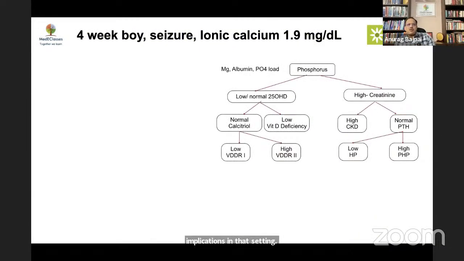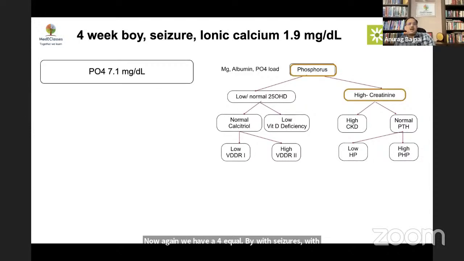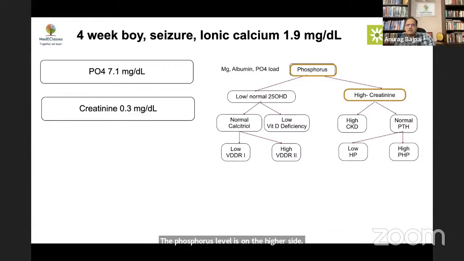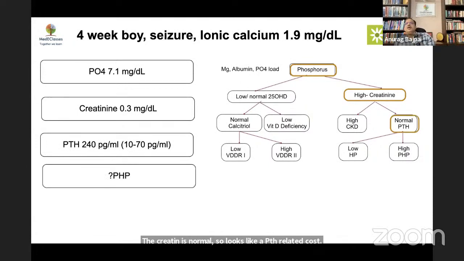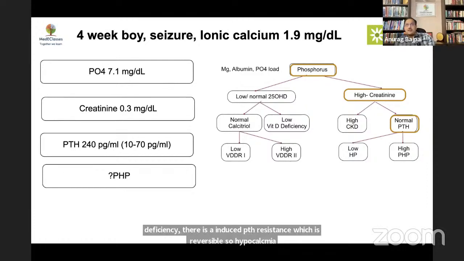Now, again, we have a 4-week-old boy with seizures with severe hypocalcemia. The phosphorus level is on the higher side. The creatinine is normal. So it looks like a PTH related cause. PTH is high. So now, are we dealing with pseudohypoparathyroidism in this case? Now, as Weber has already said, this is not the right age for pseudohypoparathyroidism to emerge. And we need to remember that in cases of chronic vitamin D deficiency, there is an induced PTH resistance, which is reversible. So hypocalcemia, hyperphosphatemia with high PTH is not always suggestive of PHP.